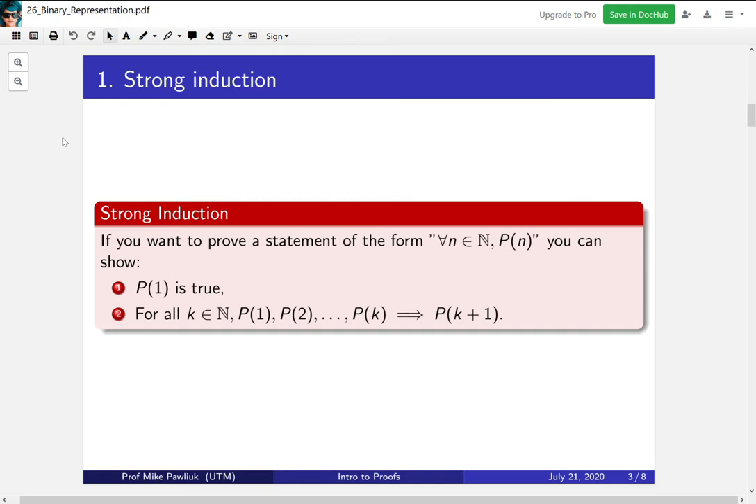To remind you, here is the proof technique for strong induction. If you want to prove a statement of the form for all natural numbers n, P(n), you can show that P(1) is true, and that for all natural numbers k, if you assume P(1) through P(k), then that implies P(k+1). So it's like simple induction, except instead of assuming just P(k), you assume everything k and before.